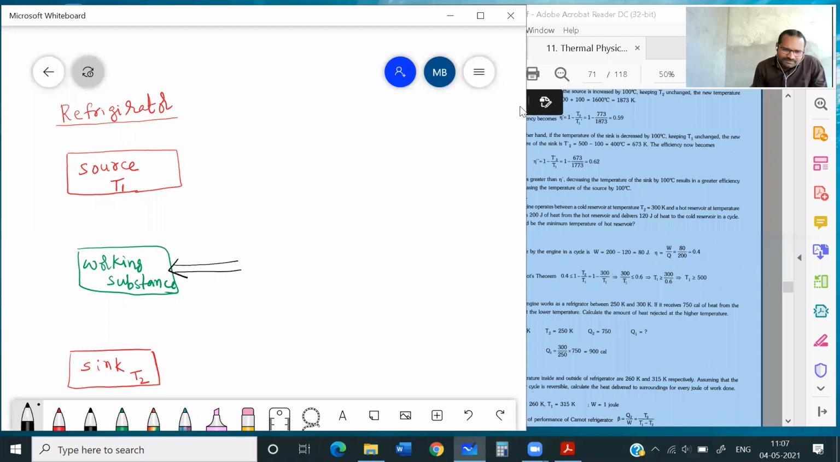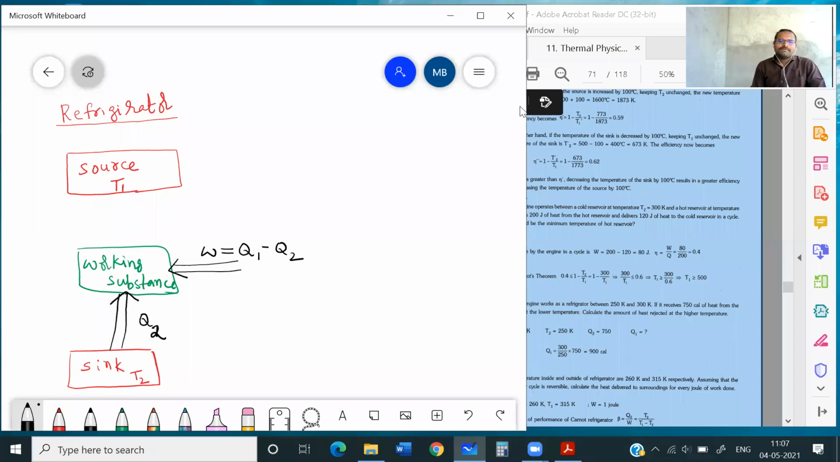By performing some work, this working substance will extract some heat energy from the sink. It will remove some heat energy from the vegetables or water bottle, whatever we have kept inside the refrigerator. The contents of the refrigerator lose some heat energy. Let us suppose the work performed on it is Q1 minus Q2. Sorry, the heat energy it will extract from the sink is Q2, let us take.